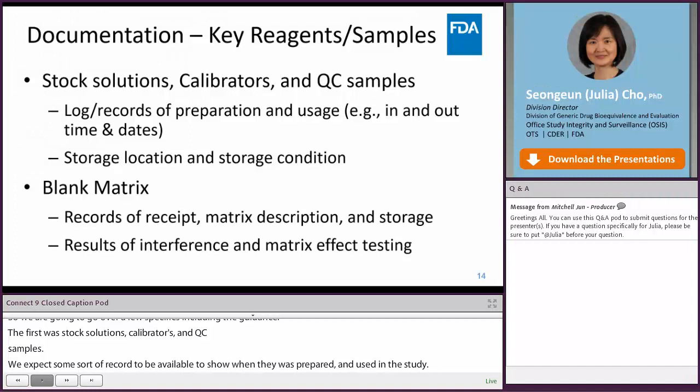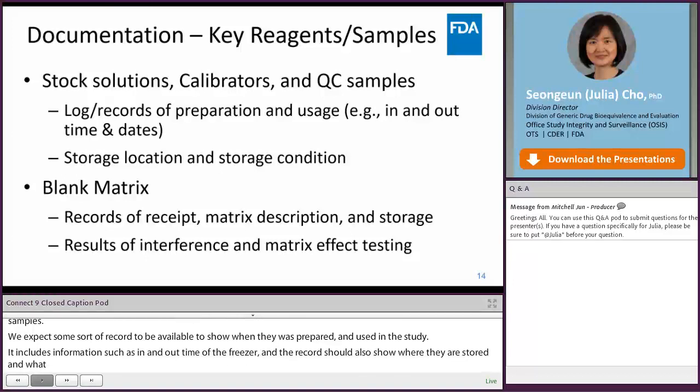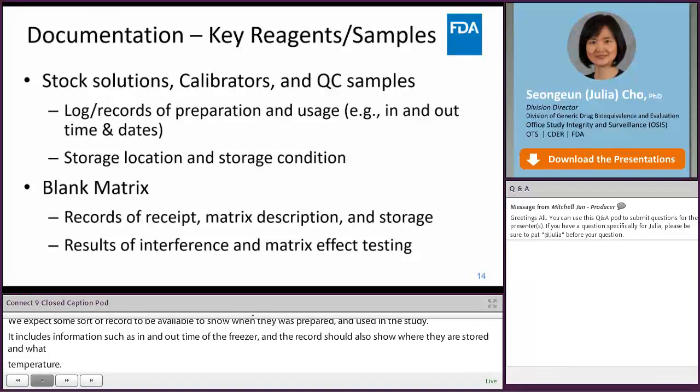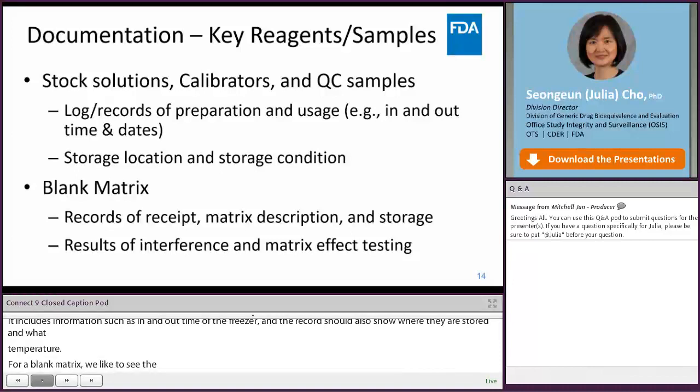For blank matrix, we like to see the records of purchase and receipt, lot numbers, and where they are stored. We also expect to see data to demonstrate selectivity and lack of interference from the matrix components, as well as results from matrix effect testing.